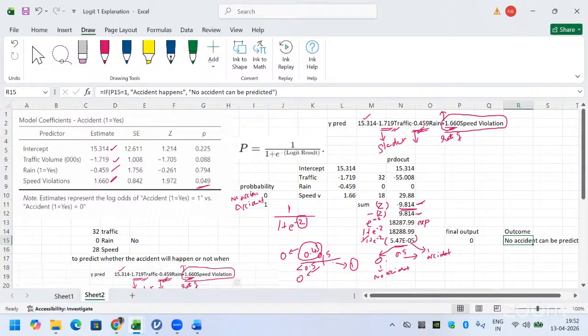Is that fine, or has anyone got a doubt in what I just did? I'm strongly feeling that only this particular value is impacting. So I try to check what exactly can be done, and I'm trying to place only the speed violations. Speed violations is causing it, so I try to reduce this number to 18. So now this is the second output.